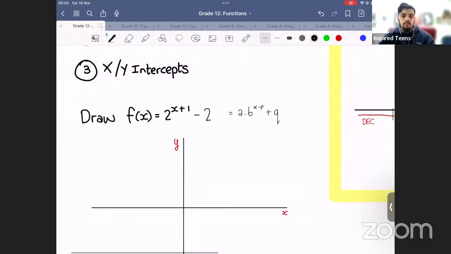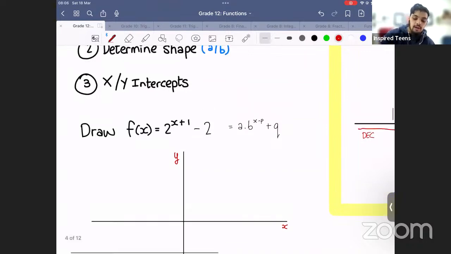Anyone? Okay, y is equal to -2. So y is equal to -2 is actually the correct answer.